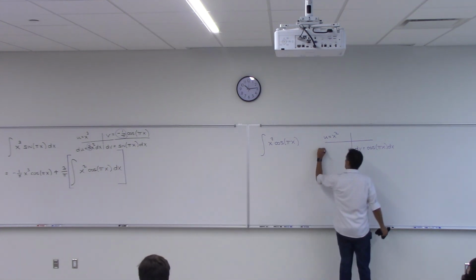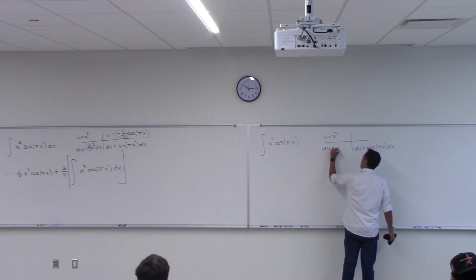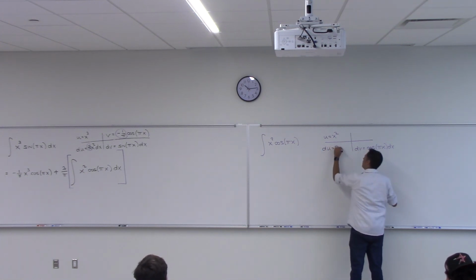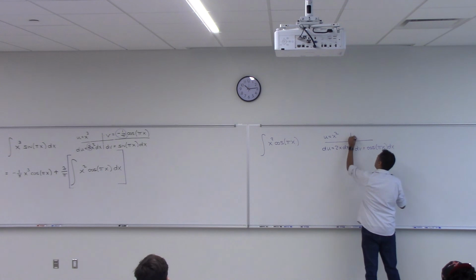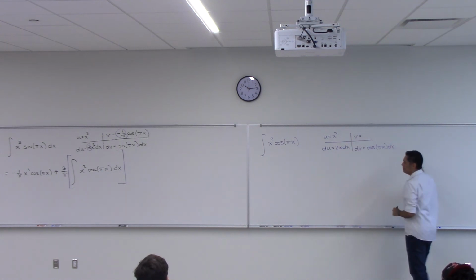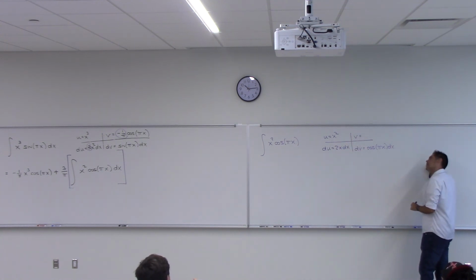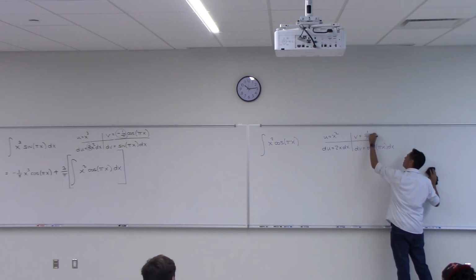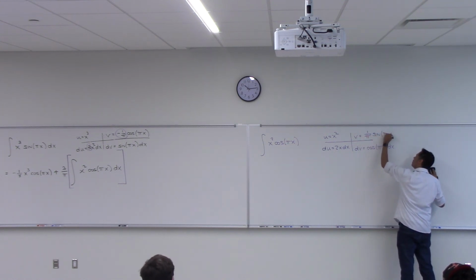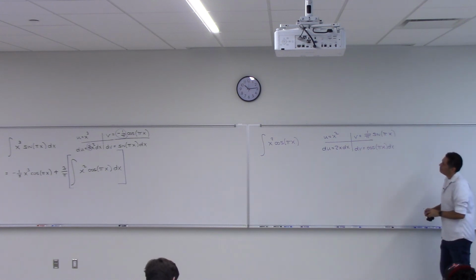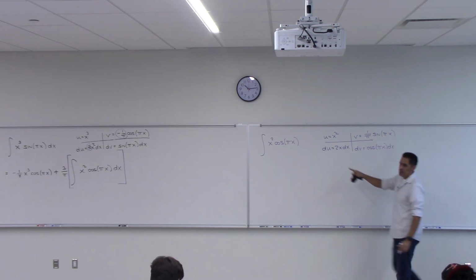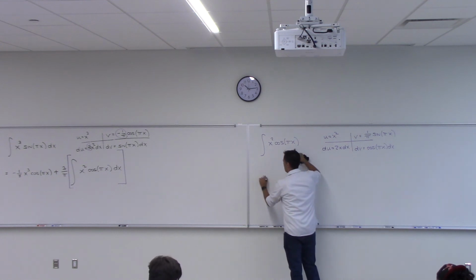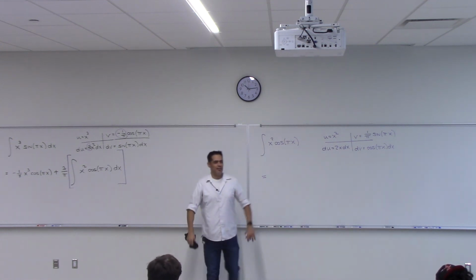But see, we're just chipping away at this, right? This is now 2x dx when we take the derivative. And then v here is, what is v? 1 over pi. Not negative though, right? Just 1 over pi sine pi x. So this becomes ultraviolet minus voodoo, right? So we have to do it again.